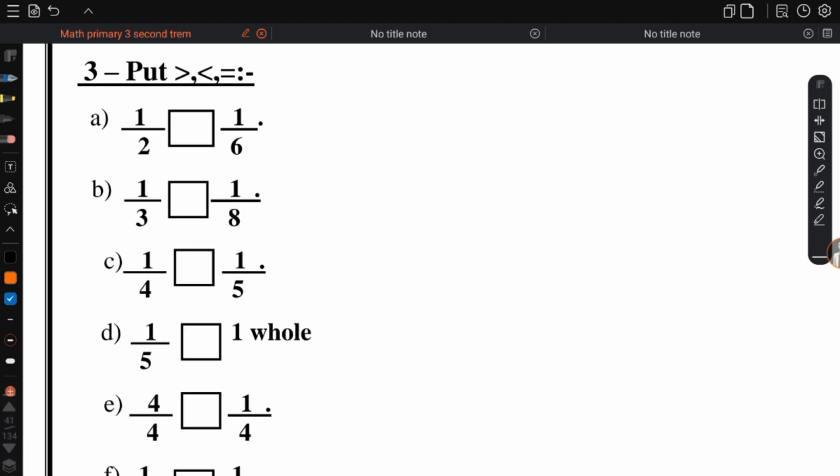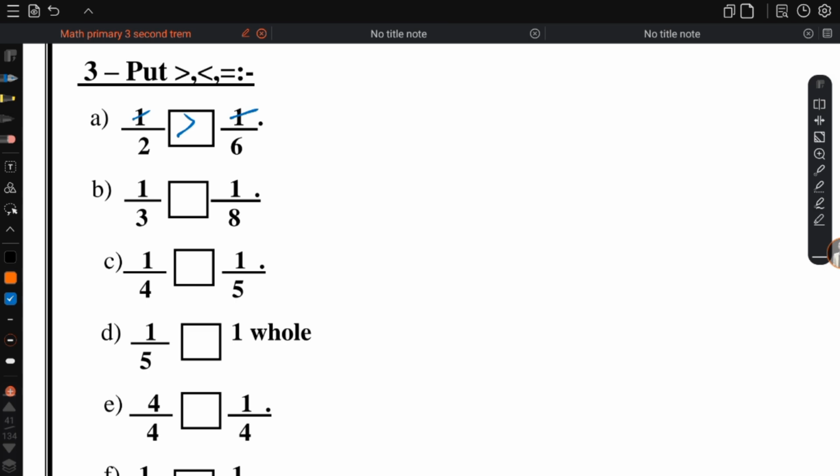Another question, put greater than, smaller than, or equal to. So 1 over 2 is greater than 1 over 6, or less than, or equal to. Okay, I see, mister, that they are like numerators. So the greater fraction is the one that has a smaller denominator. So 1 over 2 is greater.